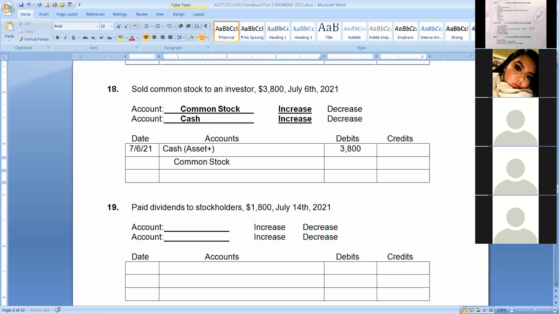Now, when you go into your next class, especially if you're doing stuff out of the online materials, make sure you put the debits first, but it really doesn't matter.